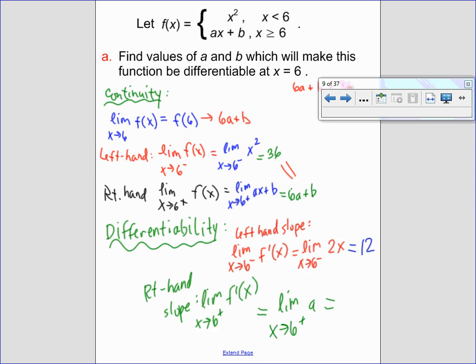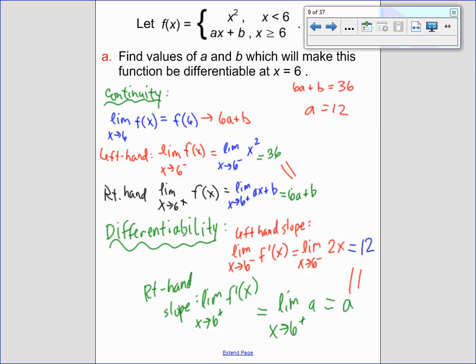Is 6 in the domain of a constant a? Yes. What value of this limit, no matter what x approaches? A, because the limit of a constant is the constant regardless of what x is approaching. Therefore, the second constraint is basically: left-hand limit equals right-hand limit creates one constraint. Left-hand slope equals right-hand slope equals a second constraint, and that gives you a system of equations that can then be solved. Oftentimes you'll have two variables here, but you can then solve using substitution or elimination or linear combination, whatever you call it when you're in advanced algebra.